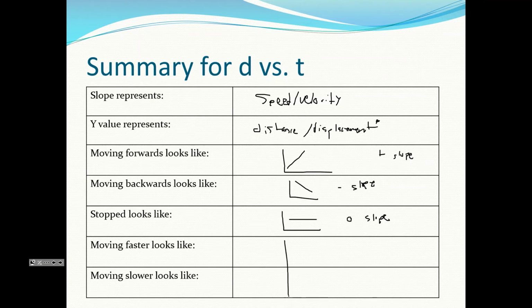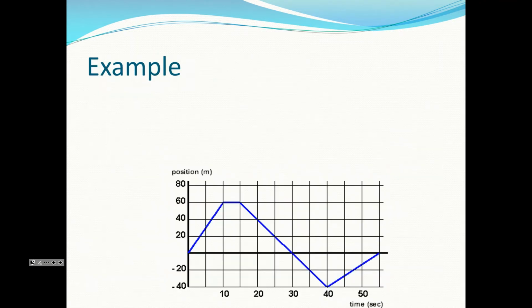Okay, if I'm moving faster or moving slower, well, faster is going to be steeper, and then slower is going to be shallower. That's how we can spot what each situation looks like. Okay, so let's do an example.